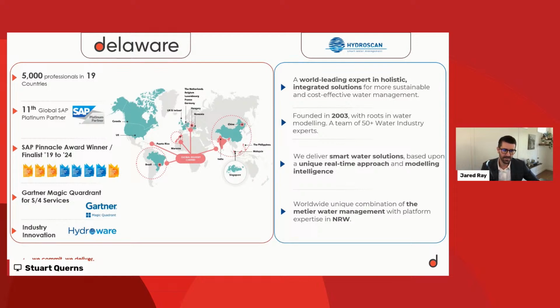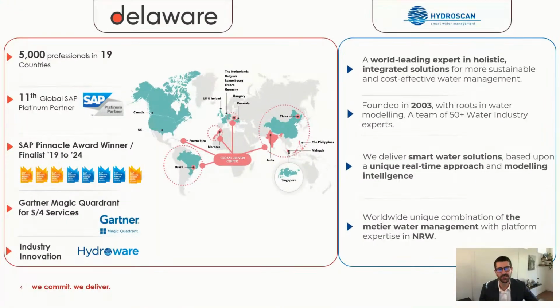What you see down here with these Pinnacle Awards, these are partner awards given by SAP. Specifically, ours was given last year for BTP, which is integration, a component of this solution. And this last thing down here at the bottom, this Magic Quadrant, was focused on the market for S/4HANA implementation partners.